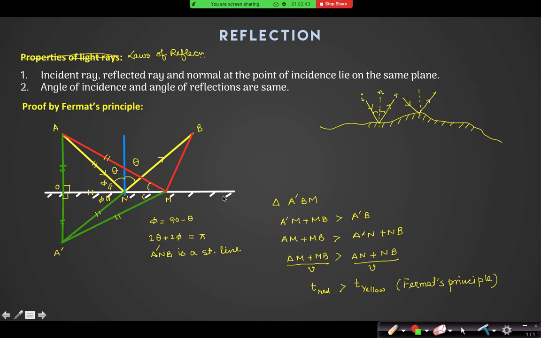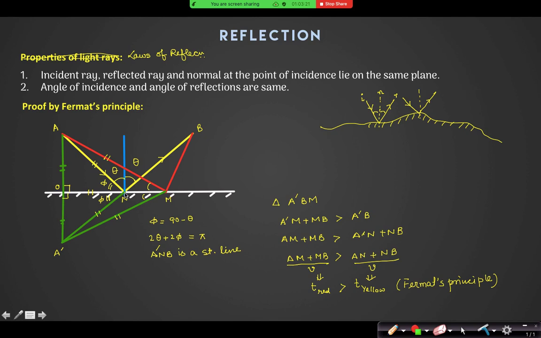So time for this red color path is greater than time for this yellow color path. Okay, sir. So that white line will not equal with some other line. Yes, I could not get you. Which line? White line. Yes, you are talking about this yellow line, or this white line is a mirror. The white line. So you have marked its length equal with some.